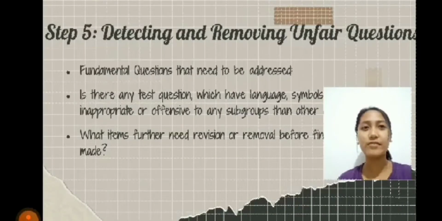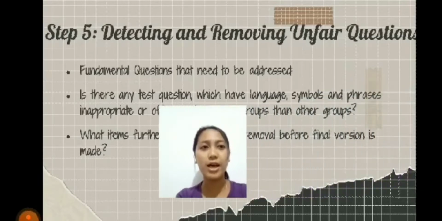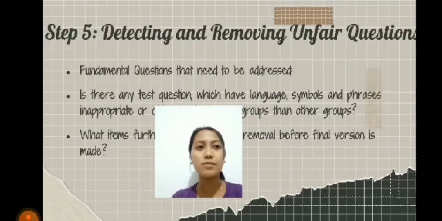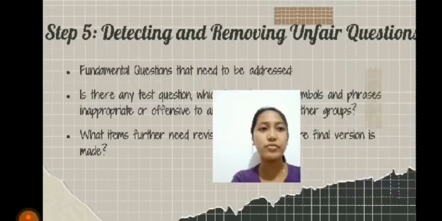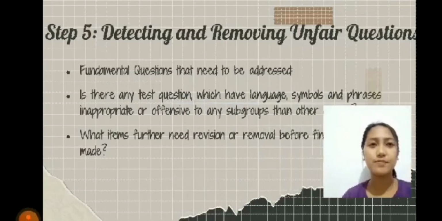Step 5. Detecting and removing unfair questions. Fundamental questions that need to be addressed: Is there any test question which has language, symbols, and phrases inappropriate or offensive to any subgroups more than other groups? What items need further revision or removal before the final version is made?